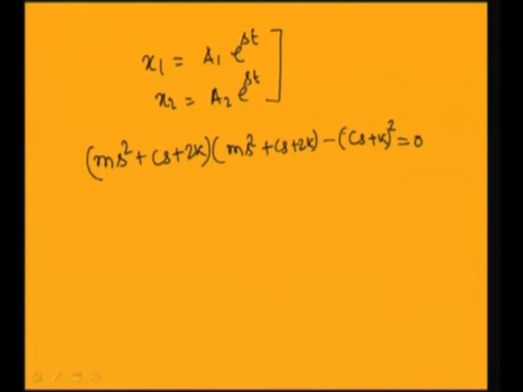Now you have to find the solution of this characteristic equation to find all the 4 roots. So this equation you can write in this form. If you multiply and simplify, it will reduce to (m s square plus k) into (m s square plus 2 cs plus 3k) equal to 0. So you write the same equation in this form.